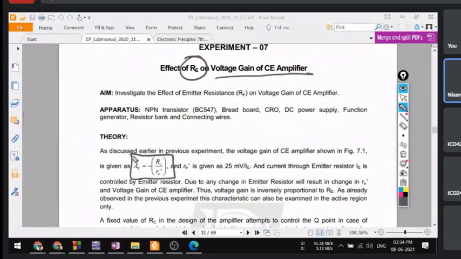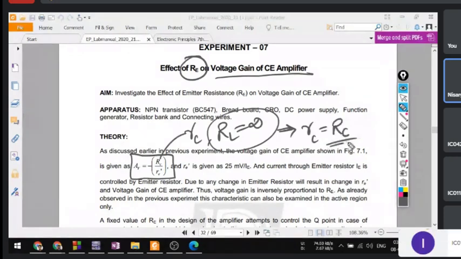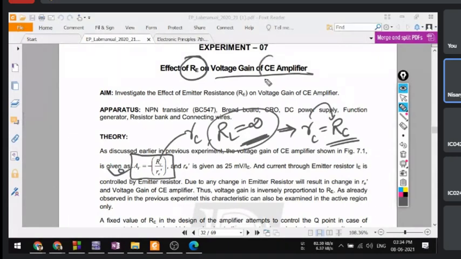Voltage gain is nothing but rc upon RE dash. This is the small rc, but if you say that your RL is infinite, in which case you can say rc is nothing but the capital RC. That's why we have taken load resistance infinite. That's why small rc becomes capital RC. Both are the same. So this is the voltage gain equation of the CE amplifier.